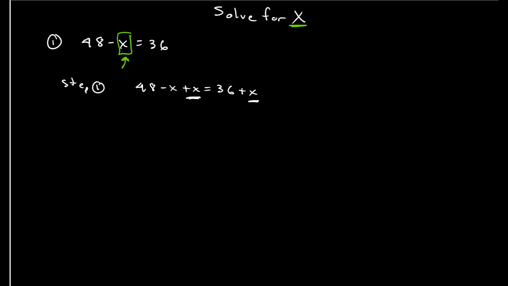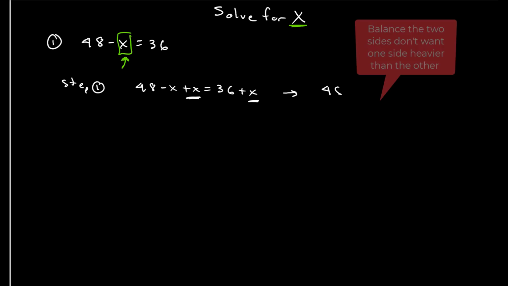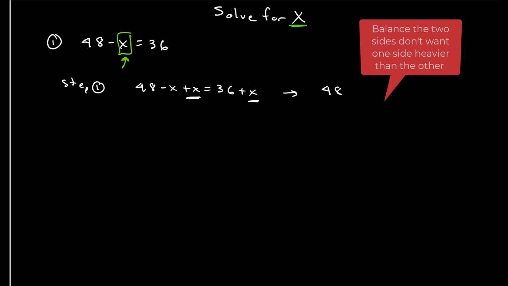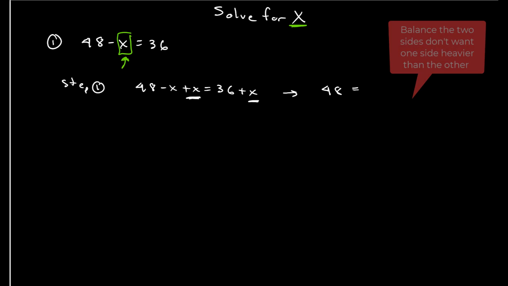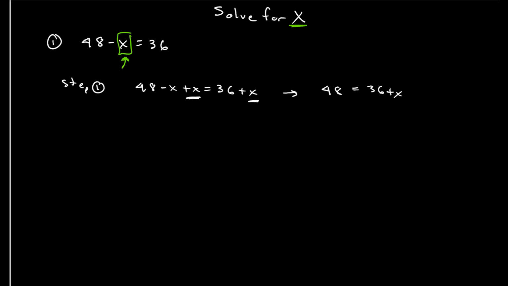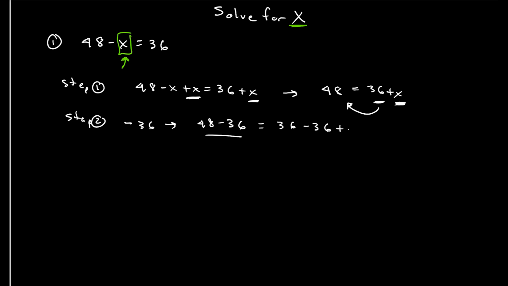We add x here. Continuing, we have 48 minus x plus x, that's just 0. And on the right hand side, we have 36 plus x. Now we have x on this side, that's great, but we have a 36. How do we get rid of this 36? We need to get it onto this side. So step 2, we subtract 36 from both sides. If we do that, we have 48 minus 36 on the left hand side, and on the right hand side, we have 36 minus 36 plus x.